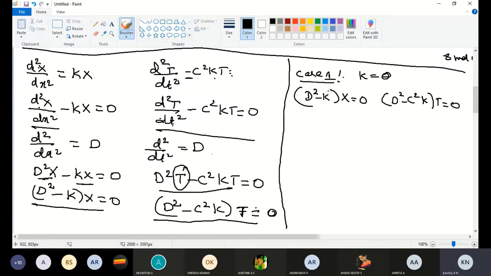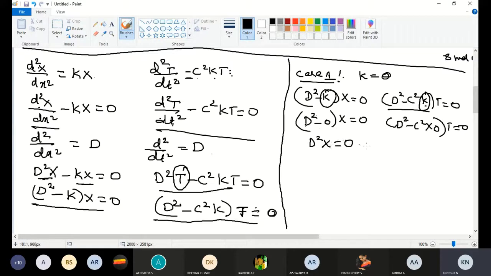In place of k put 0: d square minus 0, X is equal to 0. Similarly in the second equation, in place of k substitute 0: d square minus c square into 0, into T is equal to 0. Here d square minus 0 is d square only: d square X is equal to 0, and d square T is equal to 0. Then we need to find the auxiliary solution, which means m square is equal to 0 here, and here also m square is equal to 0.